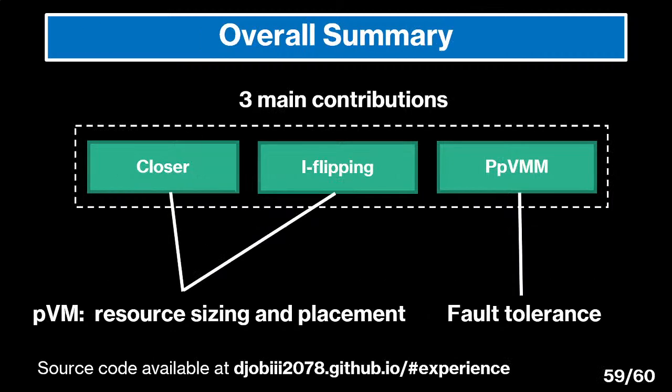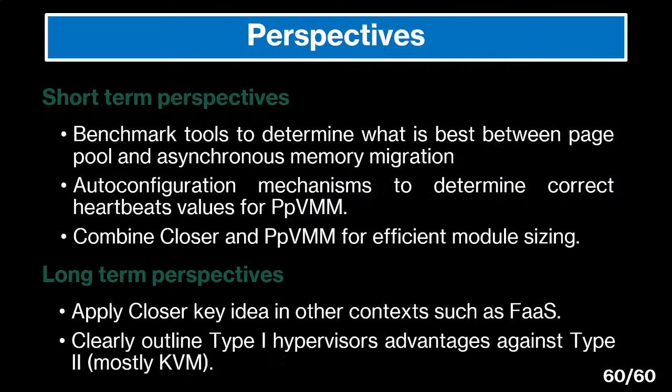To summarize, during my thesis I was interested in providing solutions for the resource sizing, placement, and fault tolerance of the privileged virtual machine. We have three main contributions: Closer, I-flipping, the one for zero copy, and PPVMM. And the source code of all these solutions is available to the research community. Since no work is perfect, I think there are some improvements that can be done.